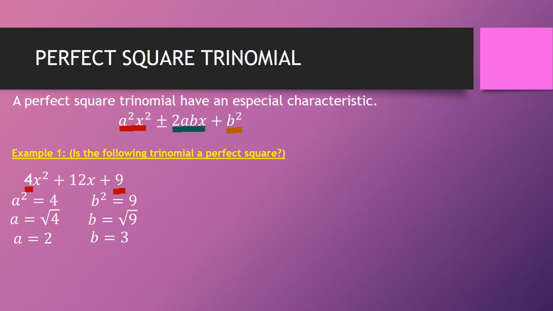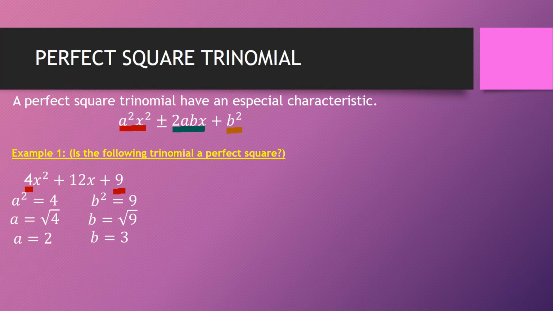The first characteristic is satisfied. The coefficient of the term with x to the second power is a perfect number, and the constant term is a perfect number. This is the first characteristic. The second characteristic is now analyzed in the coefficient of the term with x to the first power.